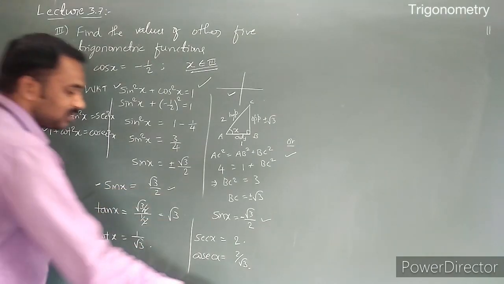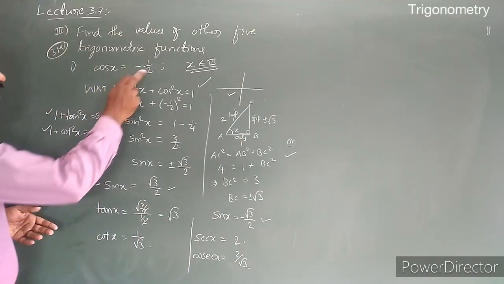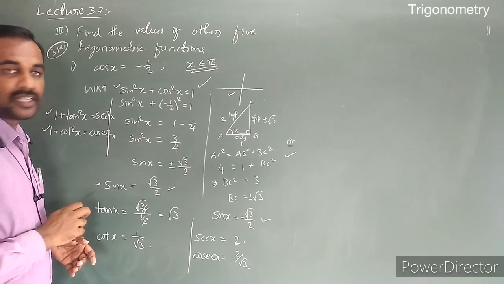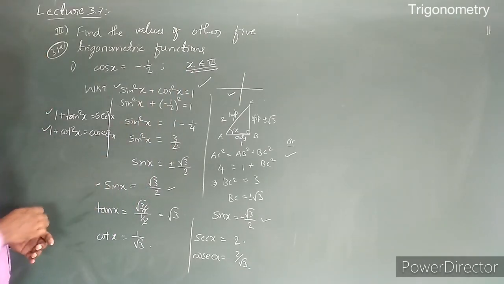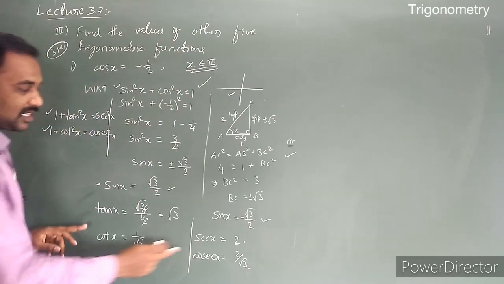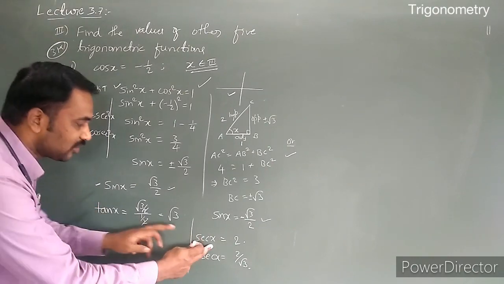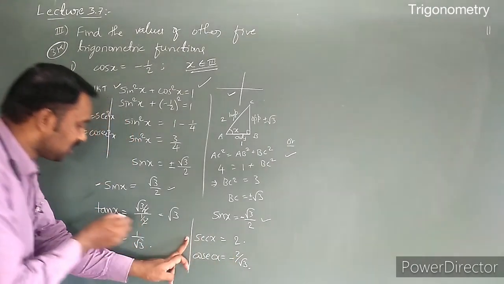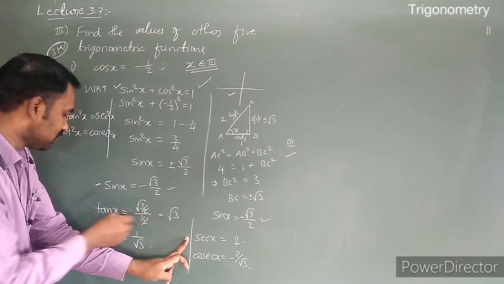All are positive value, required value. So here x lies in which quadrant? Third quadrant. In the third quadrant, what are the ratios that are positive? Cos and sec are positive. Remaining are all negative, means change their sign for the remaining ratios.